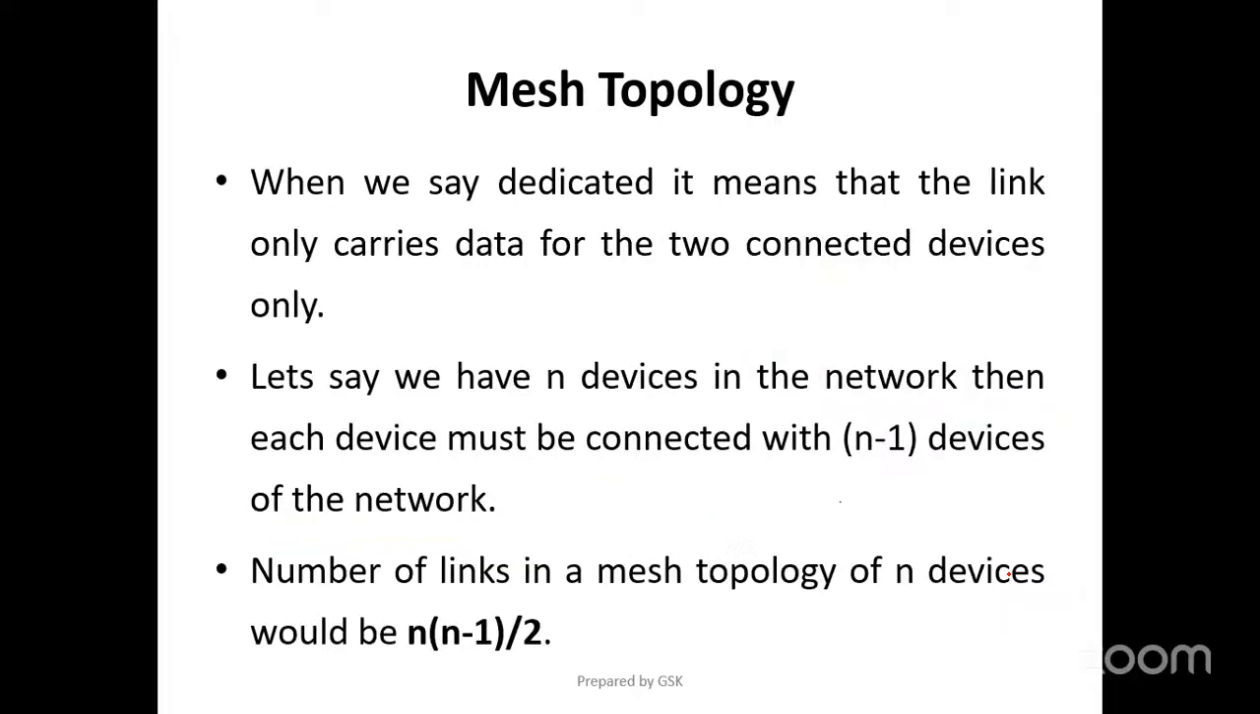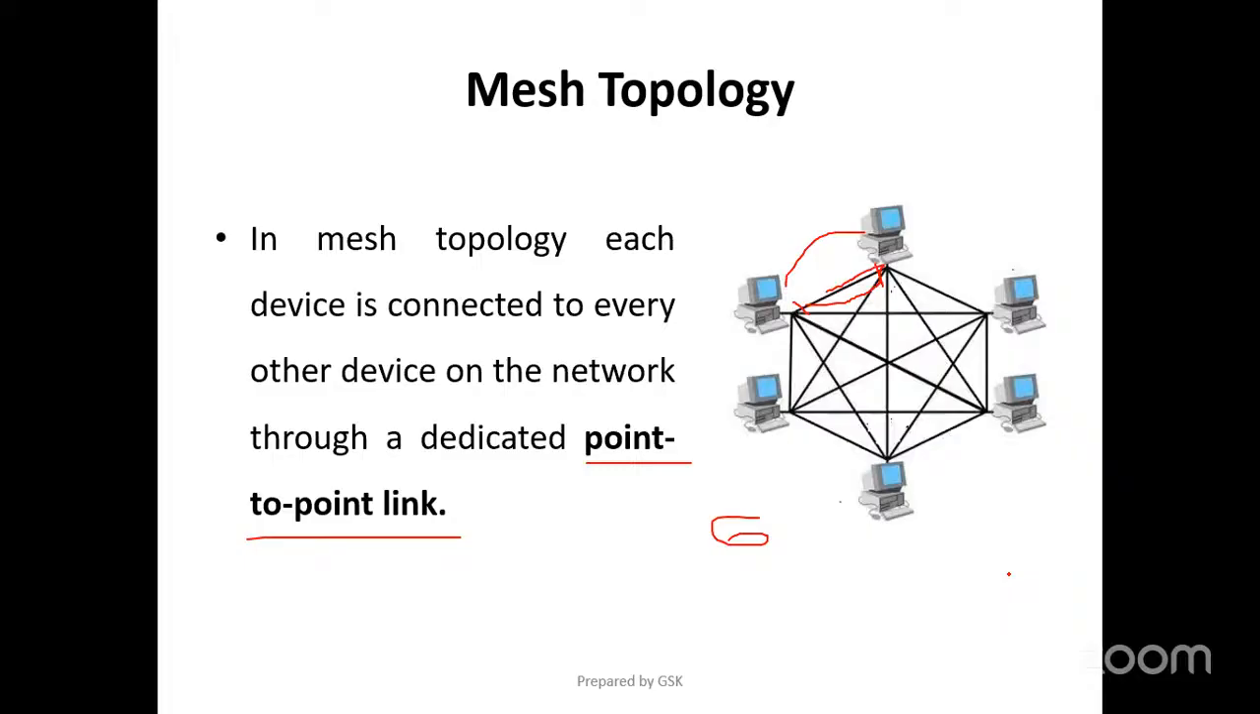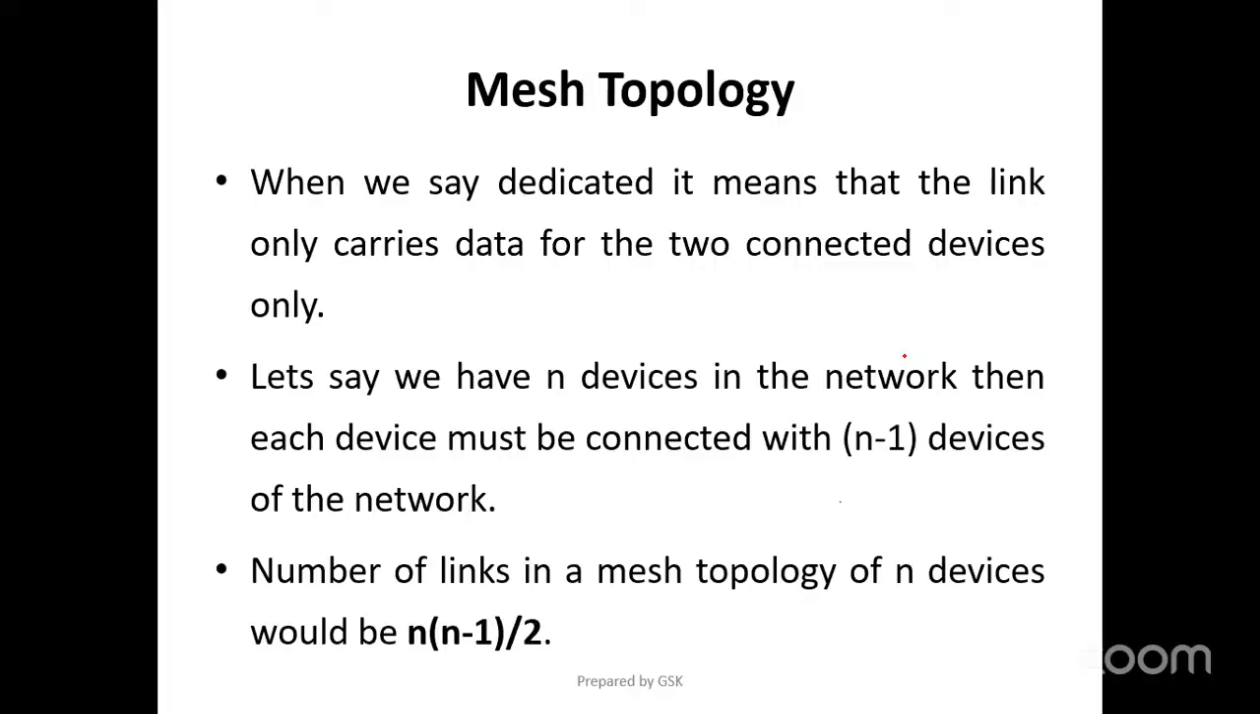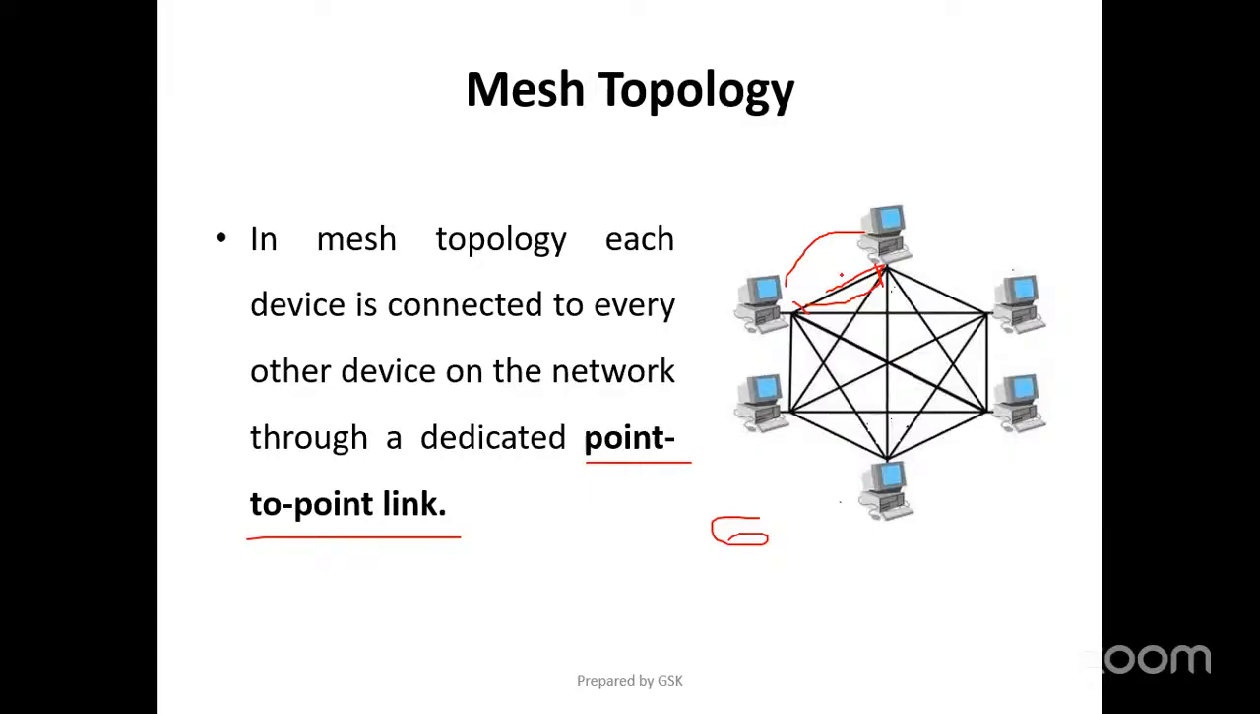The number of links in a mesh topology of n devices would be n into n minus 1 by 2. For example, n is the number of devices connected to the network. How many dedicated lines should be maintained in the mesh topology? The links maintained by this network, we have 6 devices, so 6 into 6 minus 1 by 2, n into n minus 1 by 2. That many links we need to maintain here. The formula is n into n minus 1 by 2.